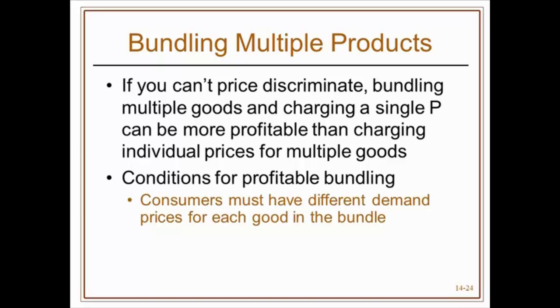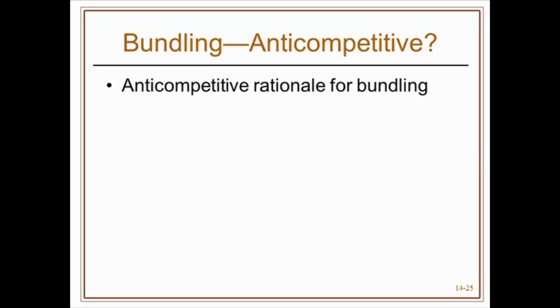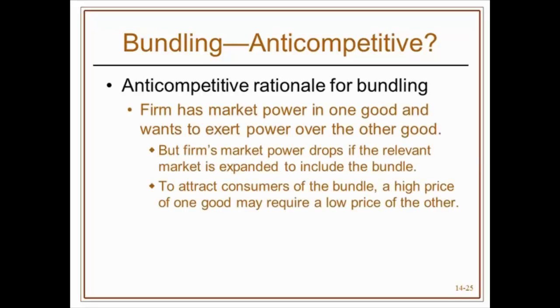So if there's one thing in the bundle that they really want and another thing in the bundle that they don't want as much, you have a high demand product and a low demand product. Are there anti-competitive reasons for it? Well, I suppose people say that if you're bundling two products together, the company's probably trying to use its power in one of those products to charge higher prices for the other one. So if a firm has market power in one good, then they're trying to exert that power over the other good.